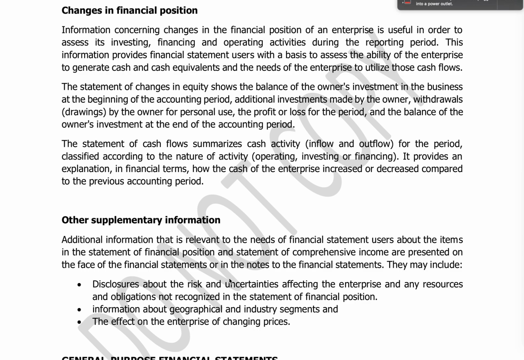And then, kung financing naman, nangutang ka ba? O binayaran mo ba yung utang mo? Yun, so financing yan. So, it provides an explanation in financial terms how the cash of the enterprise increased or decreased compared to the previous accounting period.